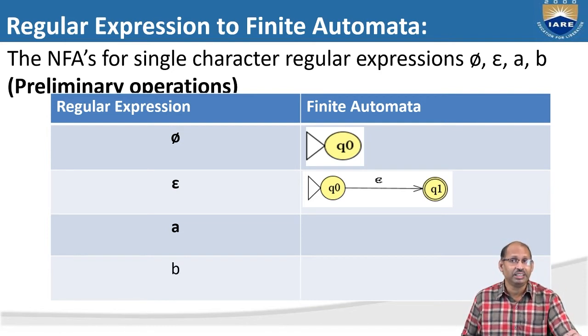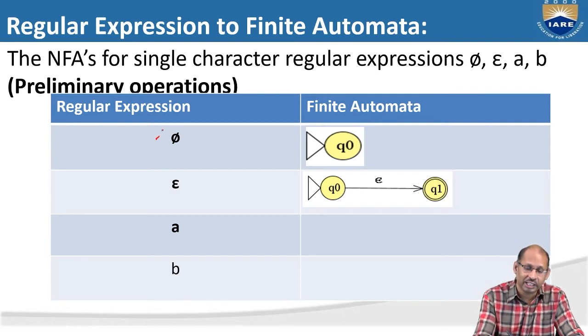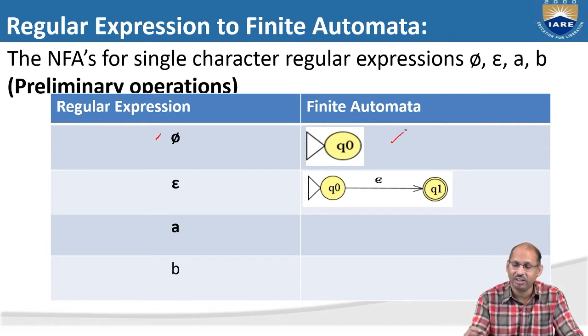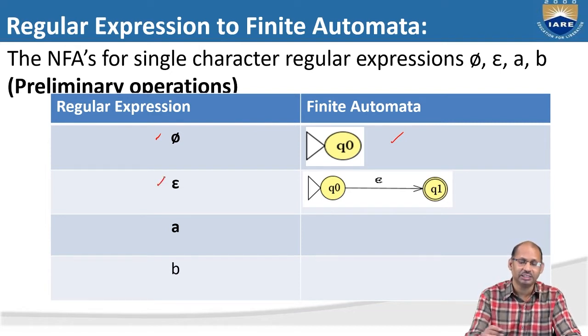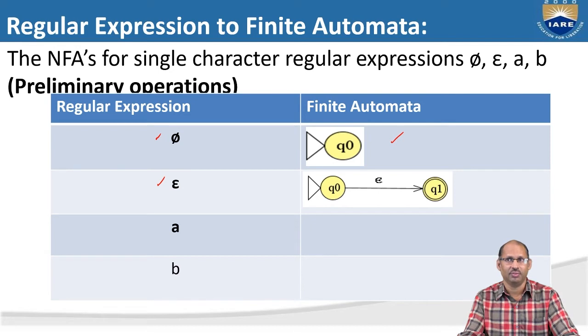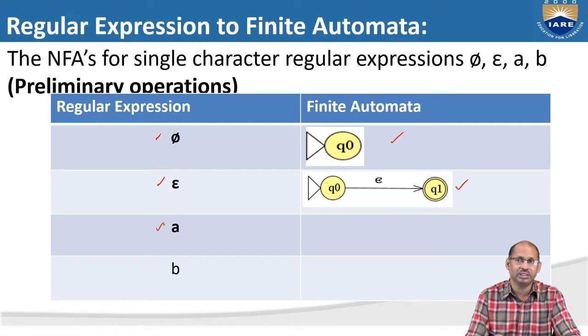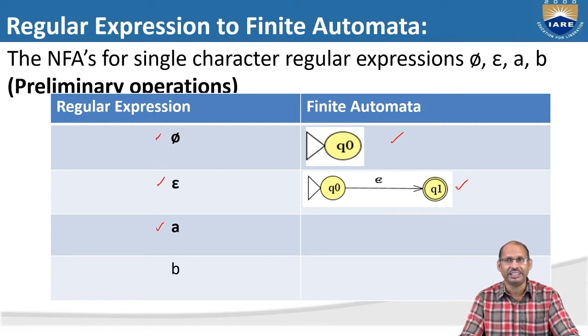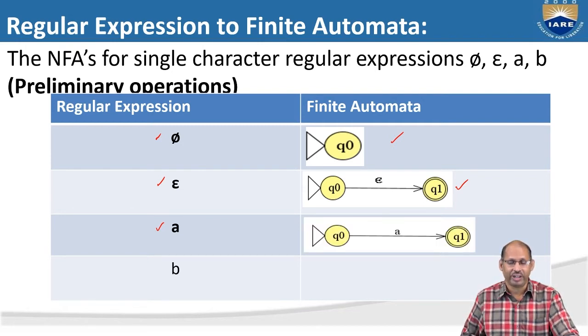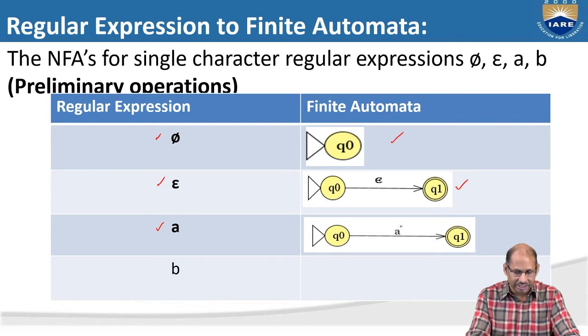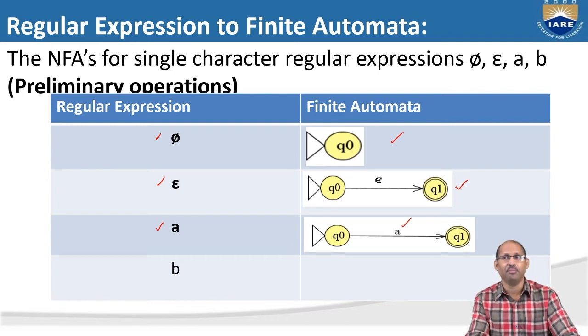Then the empty string: here the regular expression is epsilon, and this is its finite automaton with epsilon. Now a regular expression representing a set containing the symbol A, and its respective finite automaton: there is a transition on A between the states Q0 and Q1.